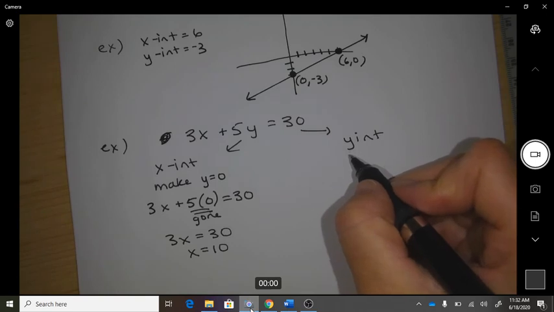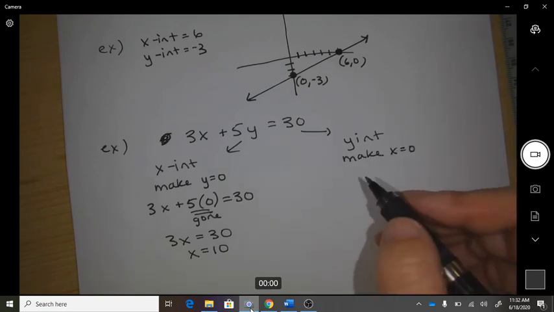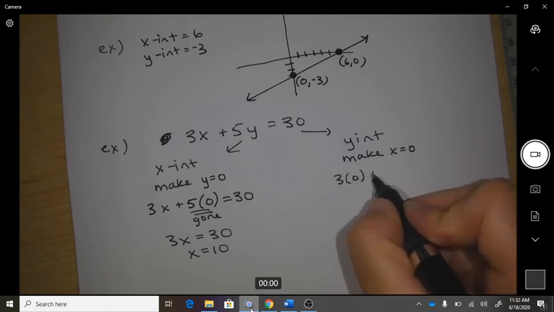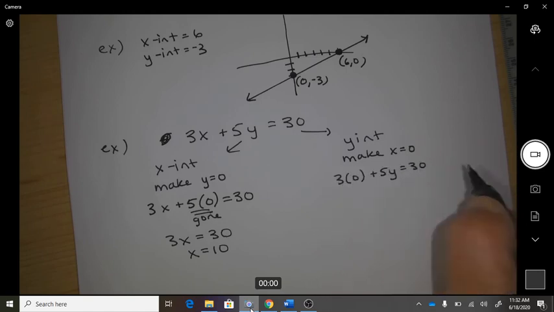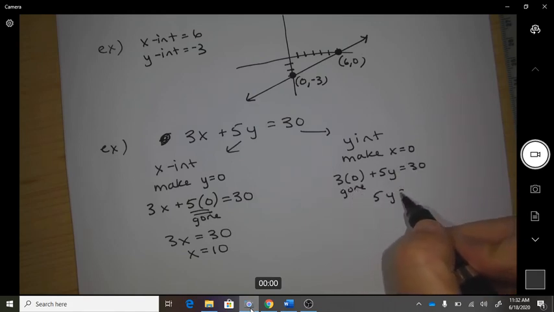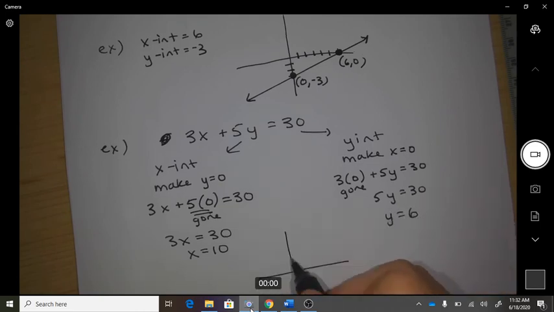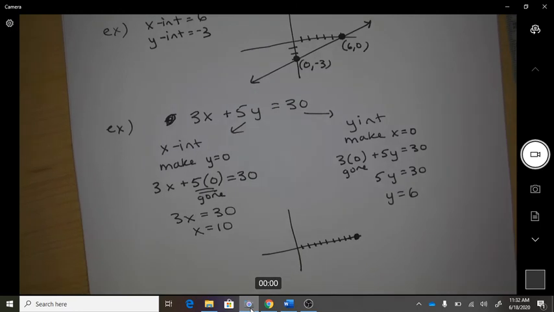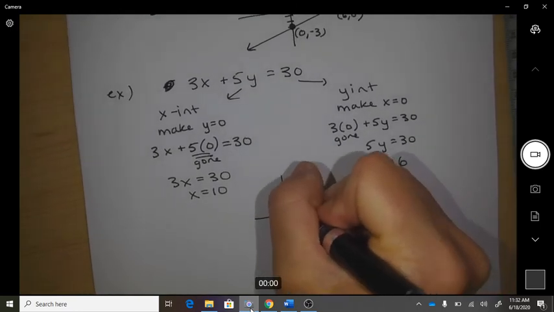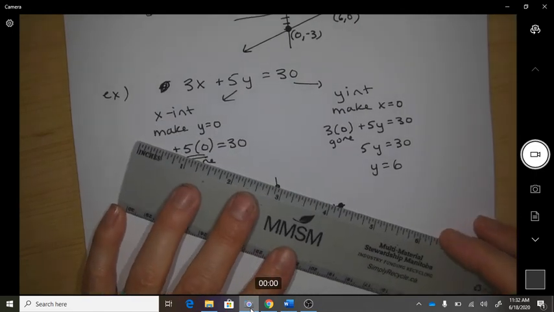If I'm doing a y-intercept, I would make x 0. So 3 times 0 plus 5y equals 30. This would be gone. So 5y equals 30, so therefore y equals 6. So what does that look like? 10 on the x-axis and 6 on the y. So your line would look like this.